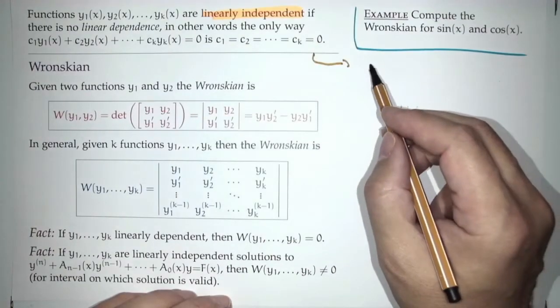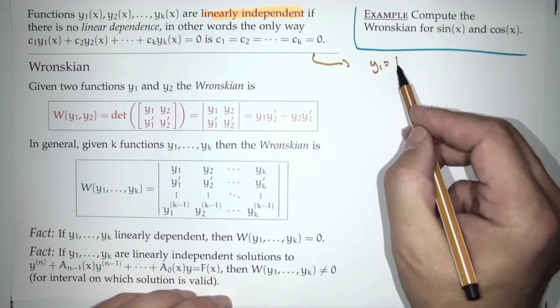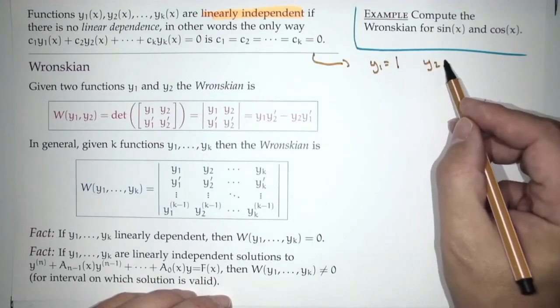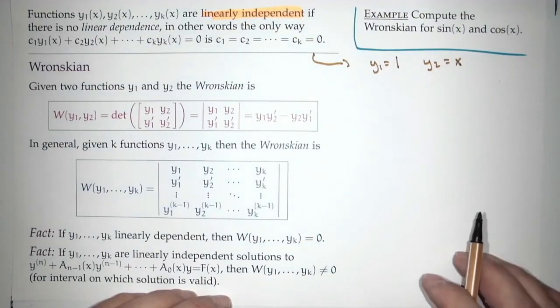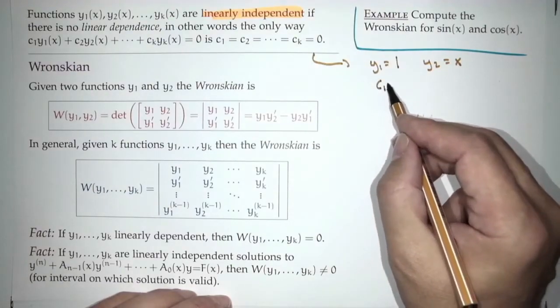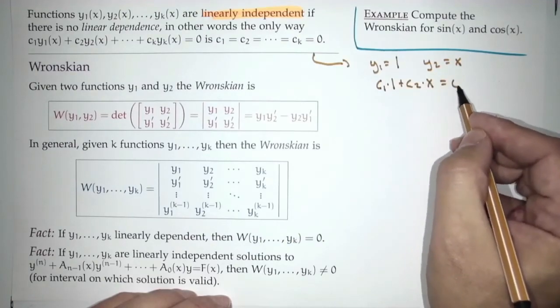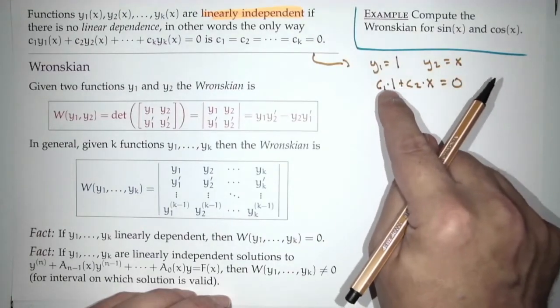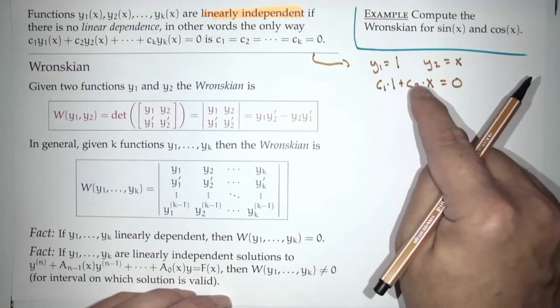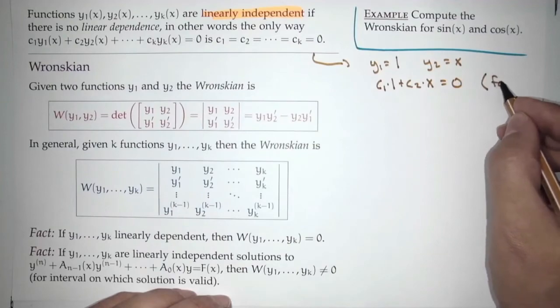So let's suppose we take our first function, it's just the function 1, and our second function is the function x. So let's start with that one. So we're going to take c1 times 1 plus c2 times x, and we want to set that equal to 0. And the question is, does that mean that c1 has to equal 0 and c2 has to equal 0? Now keep in mind, this is for all x.